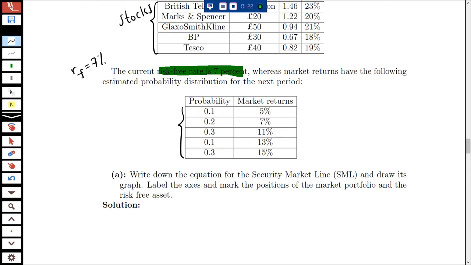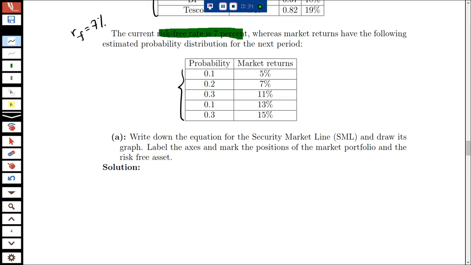Part A, write down the equation of the security market line, draw it up, and just the usual stuff, label everything as clear as possible. Okay, so let's begin with that. Part A.